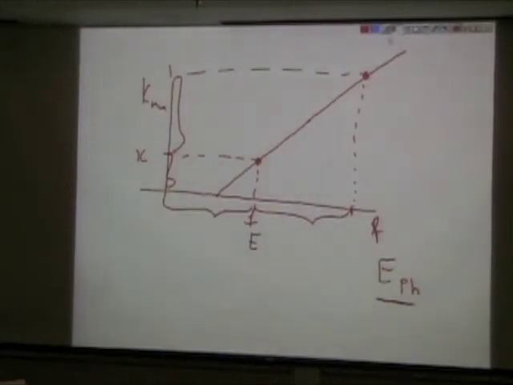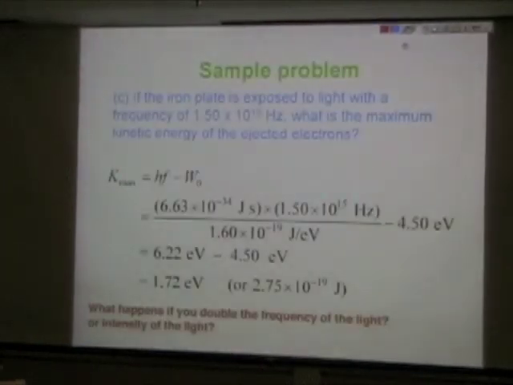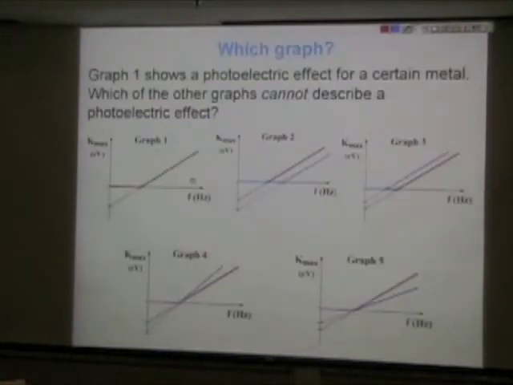Well, if you needed to figure out what's actually happening, you would have to calculate the new value. But it wouldn't be double, it would be between double and the initial one, because you're subtracting a little bit of work energy.